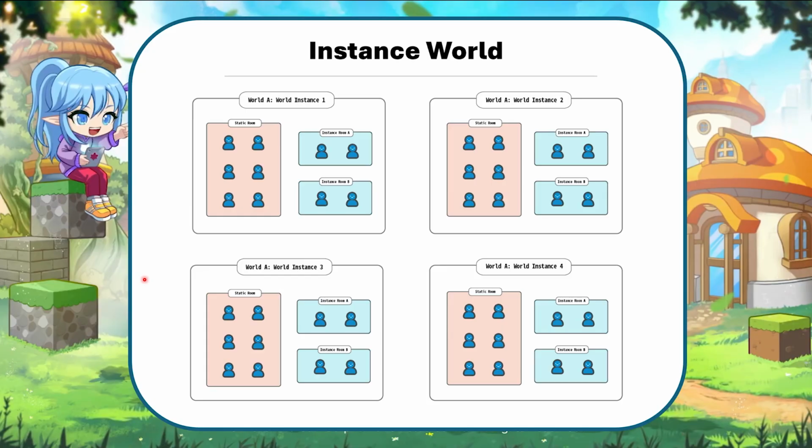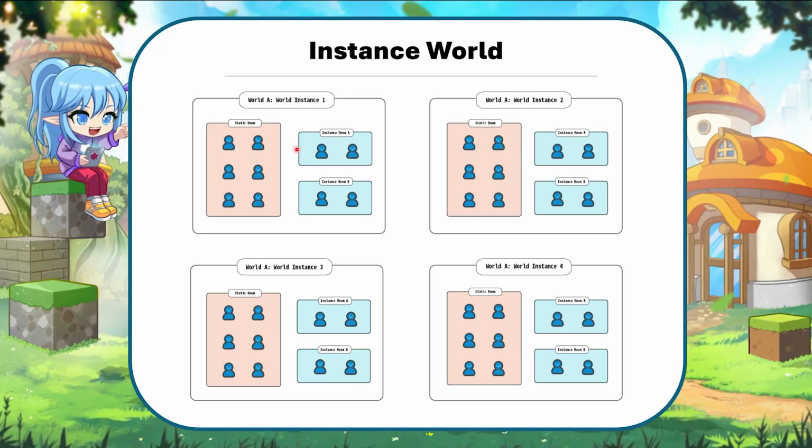World instances share very similar principles to instance rooms, but at a world level. What this means is that when the maximum player count of any particular world is reached, for example, we have this first world instance and a maximum player count of 100. Once that 100 player count is reached and the 101st player comes in, a new world instance will be created to accommodate this new player.